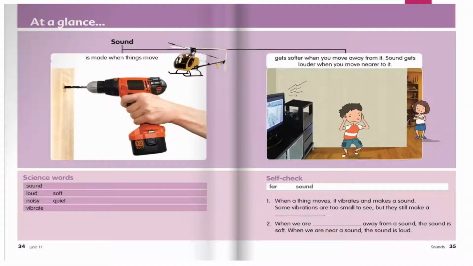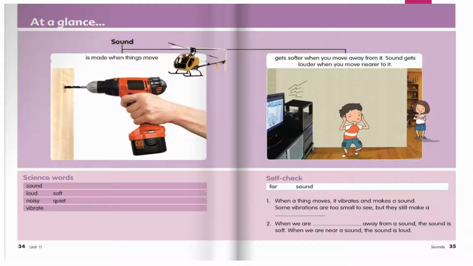So, to wrap up the unit, we have the At a Glance section on pages 34 and 35. So here we have: sound is made when things move, and sound gets softer when you move away from it. Sound gets louder when you move near to it. Okay? So the science words in this unit were sound, loud, soft, noisy, quiet, and vibrate.